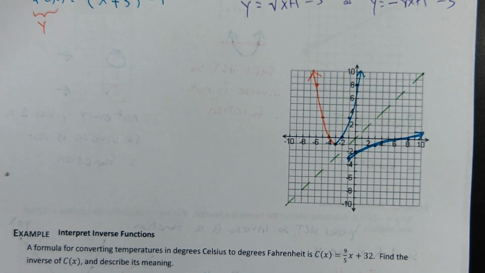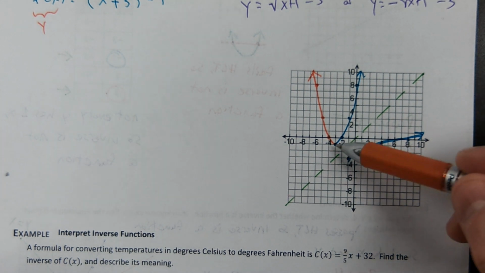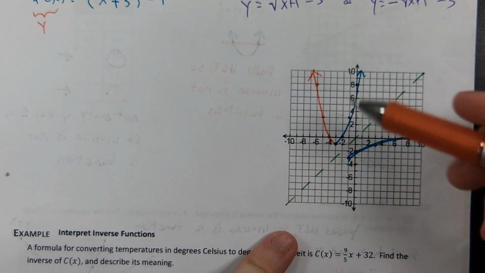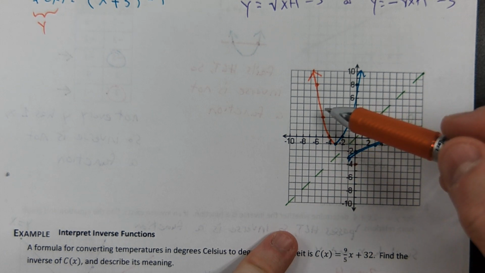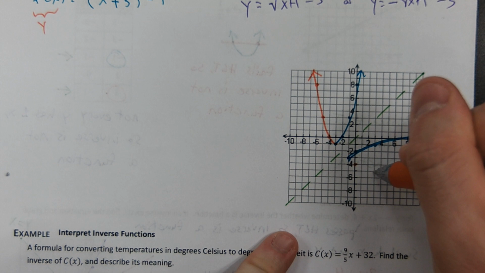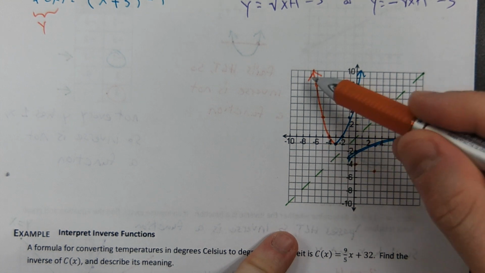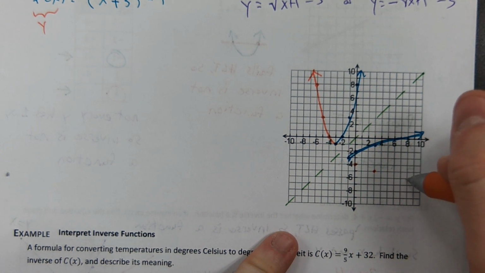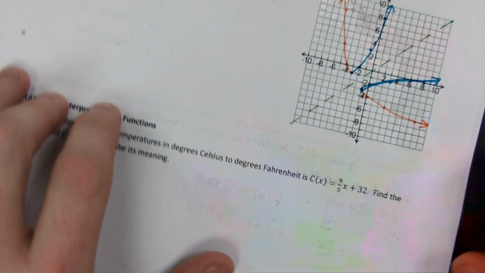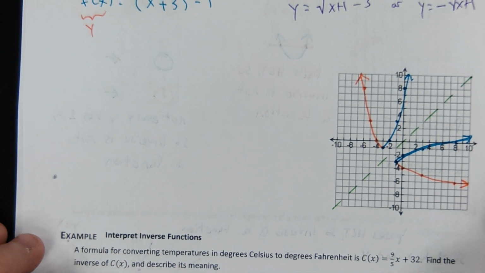Take all your orange dots, switch x and y. -4, 0 becomes 0, -4. -5, 3 becomes 3, -5. -6, 8 becomes 8, -6. And I draw quadratics better upside down. I should have just turned my paper before. There. And here's what I want you to see.